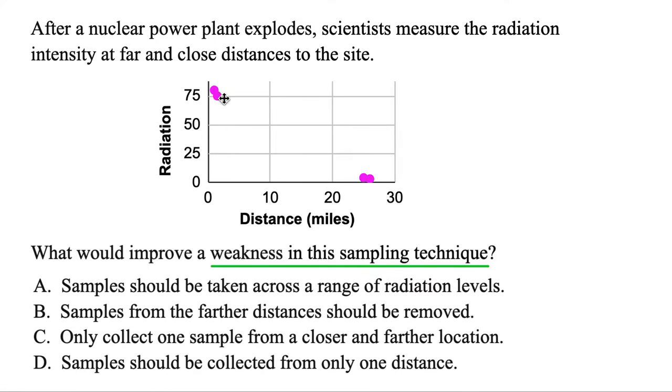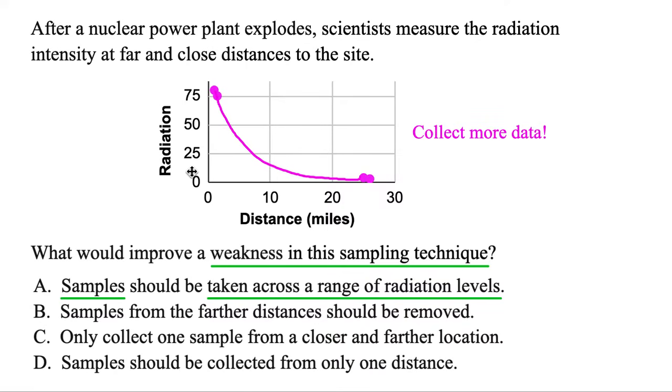The problem is, again, we don't know what's happening in between. But to solve that, we just need to collect more data. Then we'll find out if the data points fall in a line like this, or if they drop off quickly and then flatten out. So whichever answer mentions collecting more data, that's the one that we want here. And the first one does that. Samples should be taken across a range of radiation levels. In other words, we'll find out about these radiation levels as long as we take measurements at all of these different distances. That'll fill in all of the gaps here.